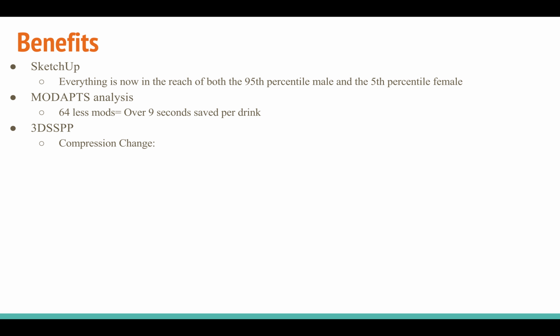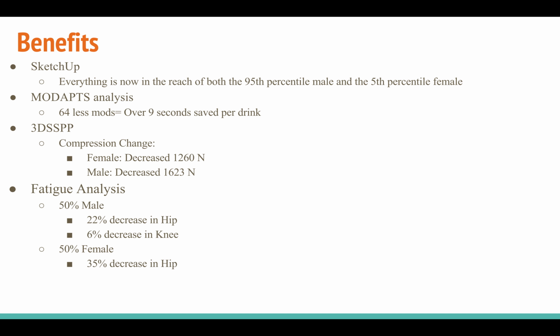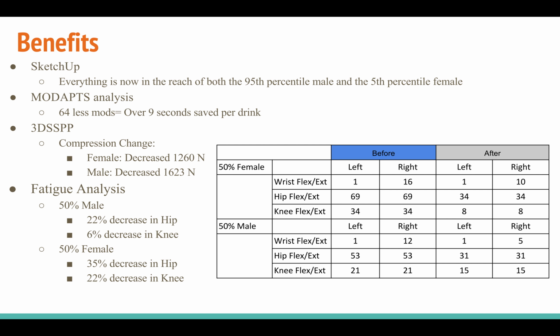The MODAPs analysis, we lost roughly 9 seconds per drink. The 3D SSPP, we decreased the compression on the female by 1,260 newtons and on the male by 1,623 newtons. And for the 50th percentile male, we decreased the hip fatigue by 22% and 6% in the knees. And the 50th percentile female, we decreased the fatigue by 35% in the hips and 22% in the knees, as you can see in the chart on the right.